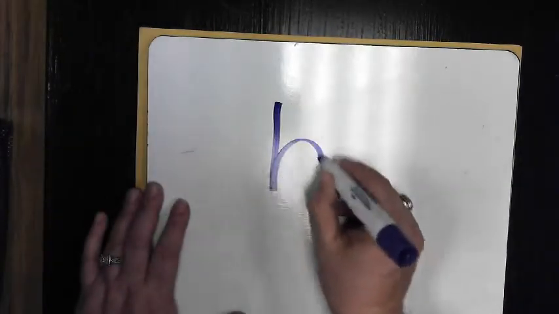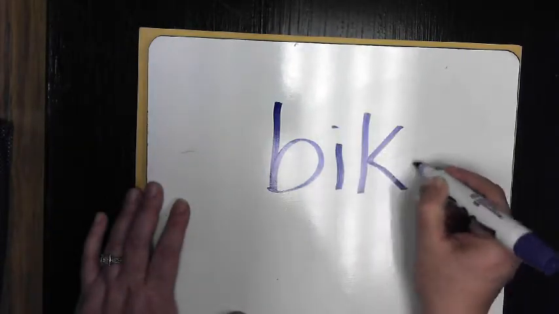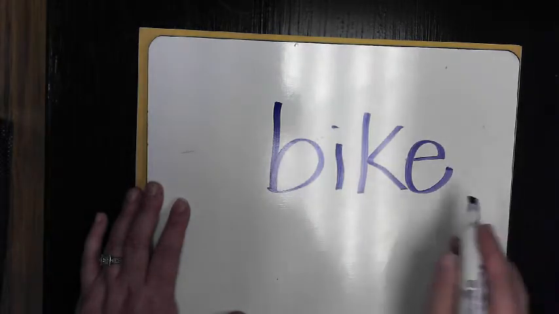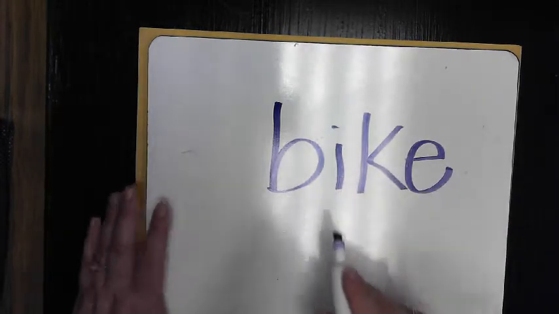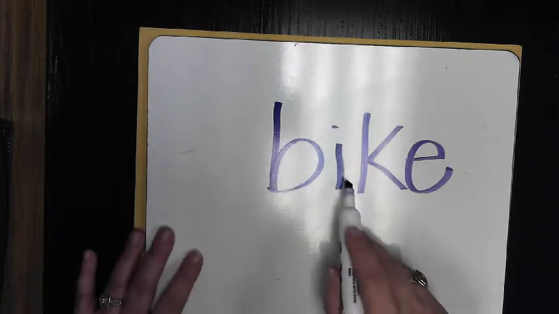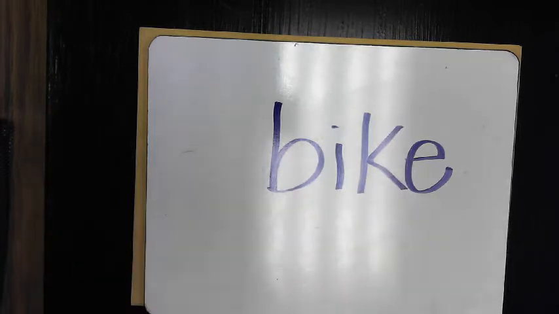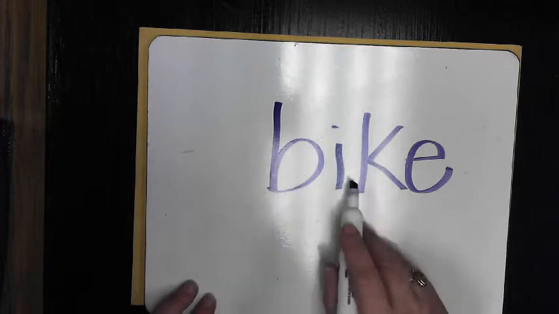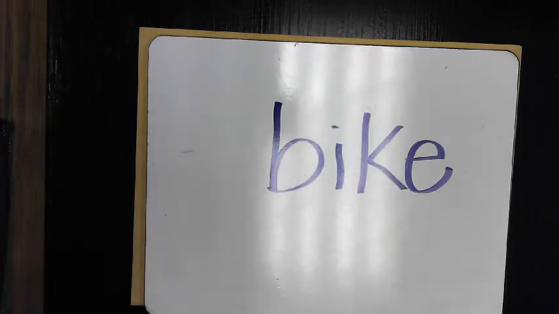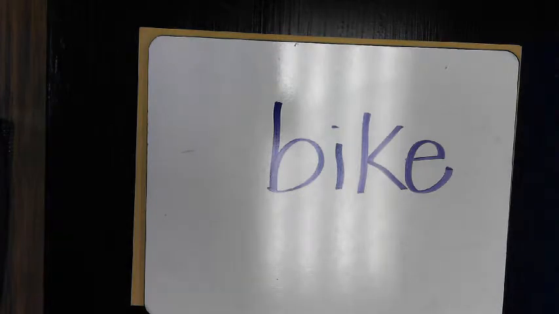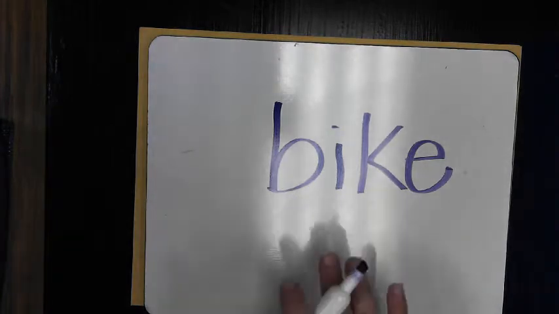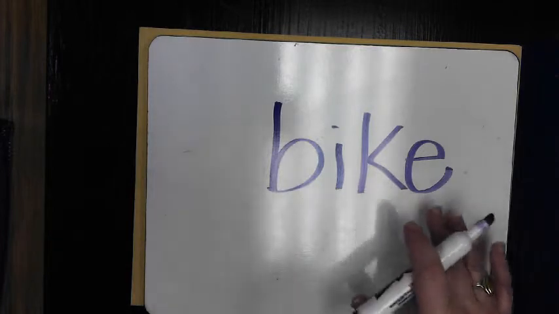Let's look at another one. Let's look at this word. Okay, so once again, that E is telling the I to say its name. So I have b-I-k, b-I-k. So what's our word? Our word is bike, b-I-k. So in this case, we have the word bike.